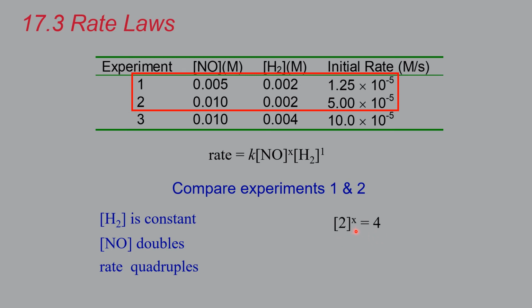So 2 to what power is 4? And that hopefully is 2. So 2 times 2, or 2 squared, is 4. And that tells us that the rate is going to be equal to some constant times the concentration of NO squared and the concentration of H2 to the first power.